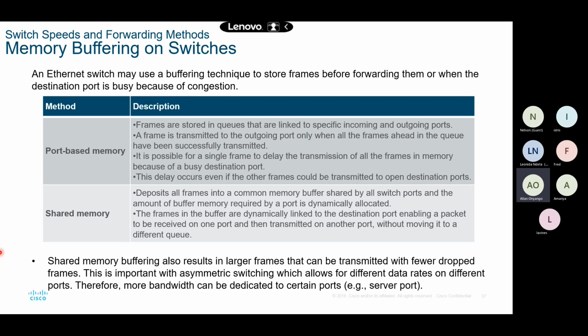It's a memory found in the switches that temporarily stores the frames as they come into the switch, before they are processed by the MAC address table and forwarded to the next device along the network. So it's a memory which temporarily stores the frame before it is forwarded to the next device. So we have what is called port-based memory and shared memory. Now, for port-based memory, I can give you a very good example.